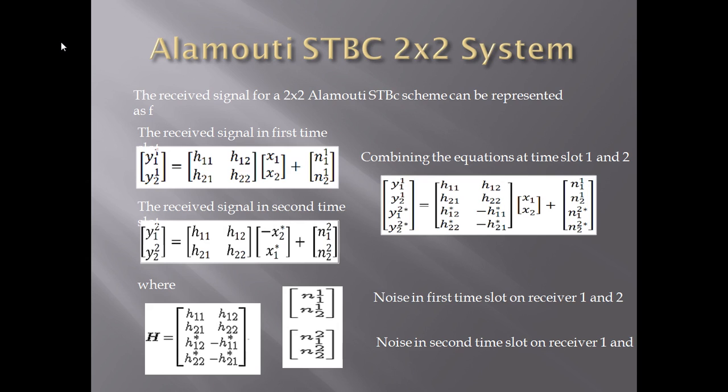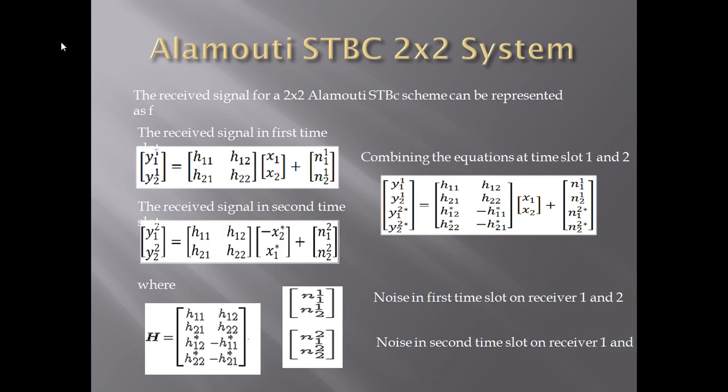Similarly, in time slot 2, the signals received are y12, which is equal to h11 into minus x2 conjugate plus h12 into x1 conjugate plus n12. y22 is given by h21 into minus x2 conjugate plus h22 into x1 conjugate plus n22. Here, y12 and y22 are the signals received at receiver 1 and 2 in time slot 2.